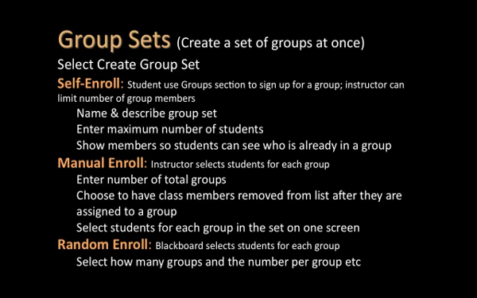Now the difference between this and the single group is that at one time you create a whole set of groups. So let's say you have a course of 30 students and you want groups of 5. Instead of making 6 different groups one at a time, you could do that all at once. Let me show you how this looks in Blackboard.